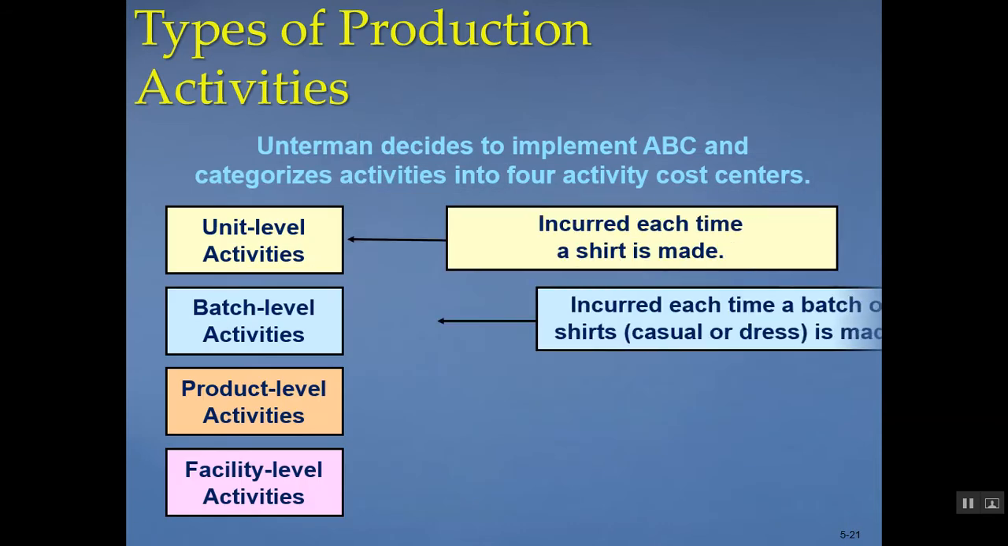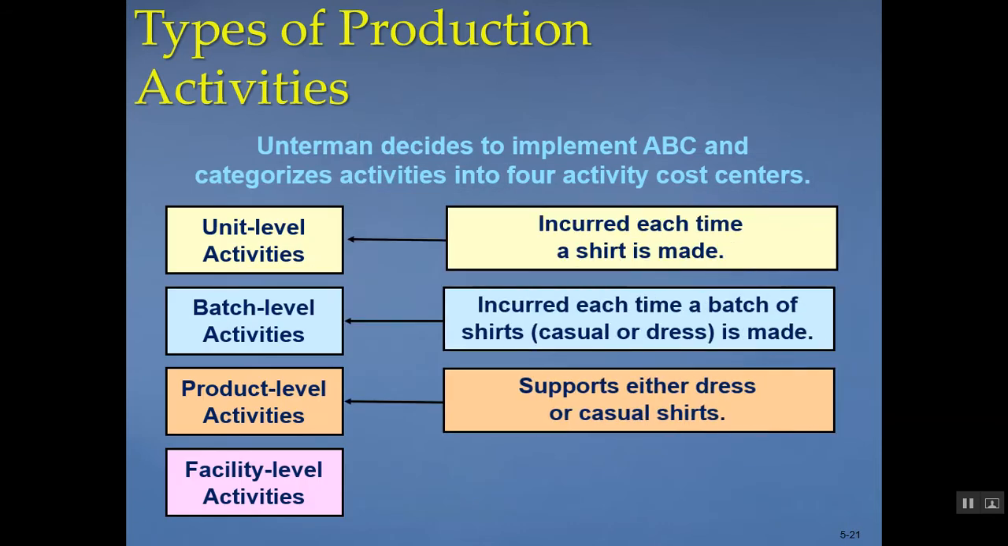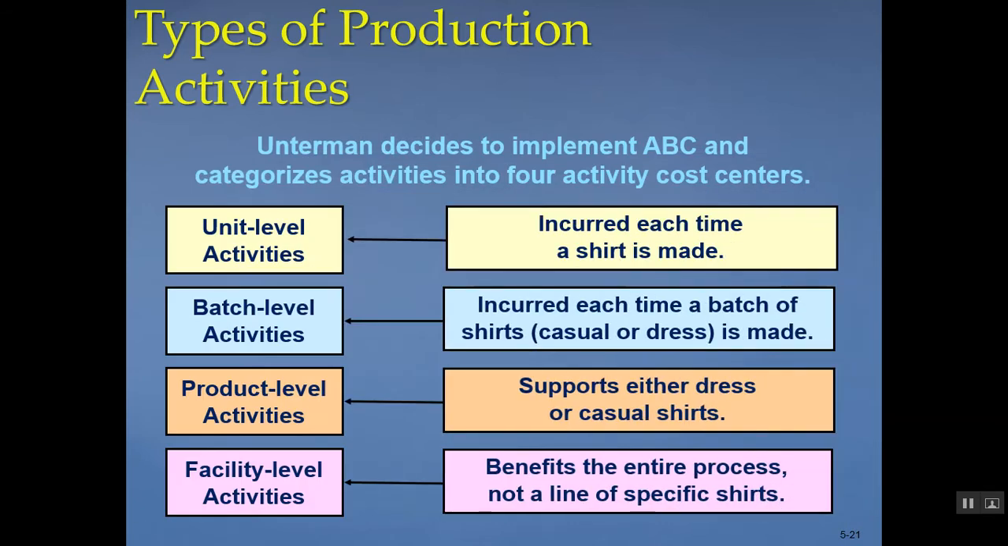They decide to implement ABC costing and categorize activities in the 4 different activity cost centers. So the unit level is for costs that are incurred each time a shirt is made. Batch level is incurred each time a batch of shirts, casual or dress, is made. Product level supports either shirt, and then facility level benefits the entire process, not a line of specific shirts.